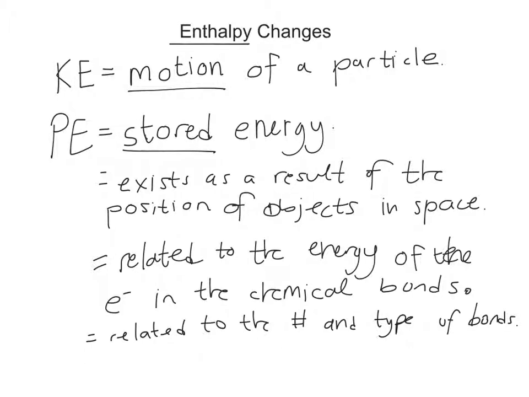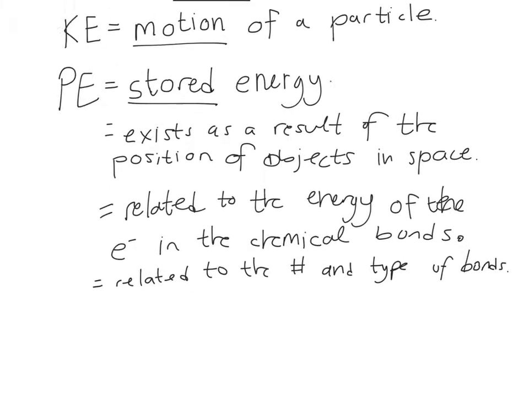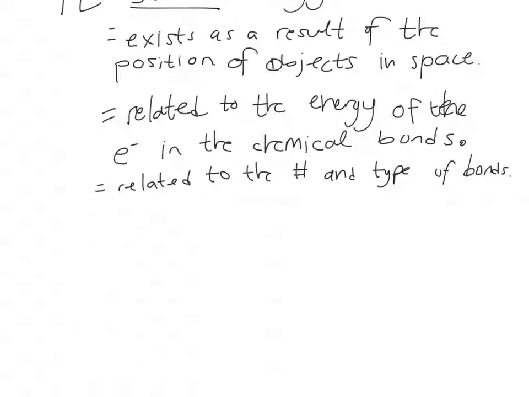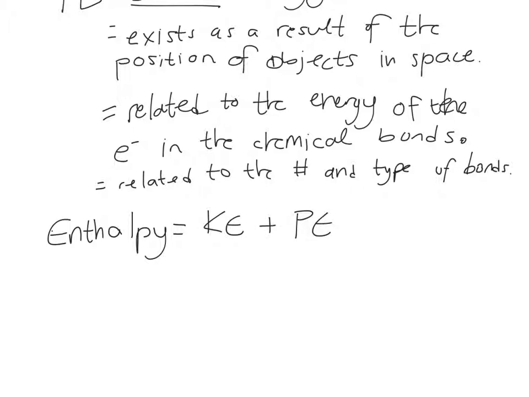So what do these have to do? What does kinetic energy and potential energy have to do with enthalpy? Well, I'm just going to scroll up here just a little bit. Enthalpy, then, is the total kinetic and potential energy of a system under pressure. All right? So enthalpy is equal to the kinetic energy plus our potential energy of a system.